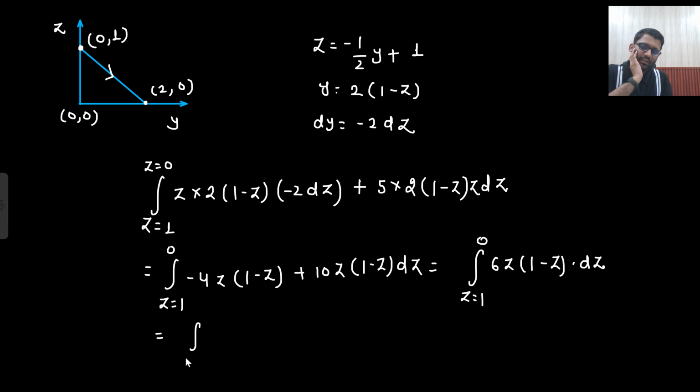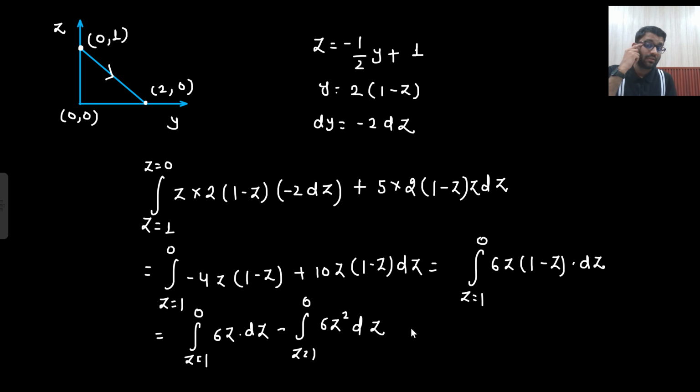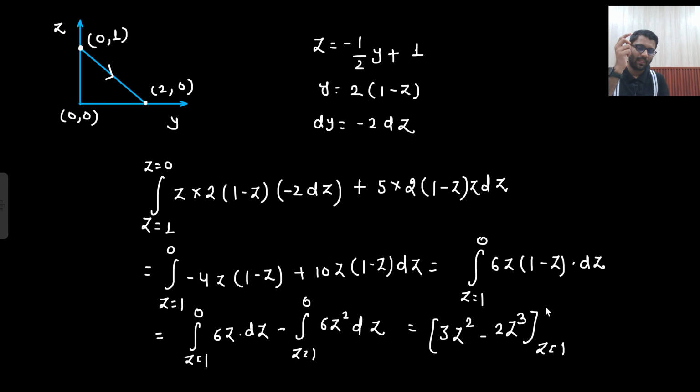This will be z from 1 to 0, 6z into dz minus, z from 1 to 0, 6z square dz. So 3z square minus 2z cube. This will be 6z square by 2, so 3z square, minus this will be 6z cube by 3, that will be 2z cube, from z equals 1 to 0. So this will be minus 1.